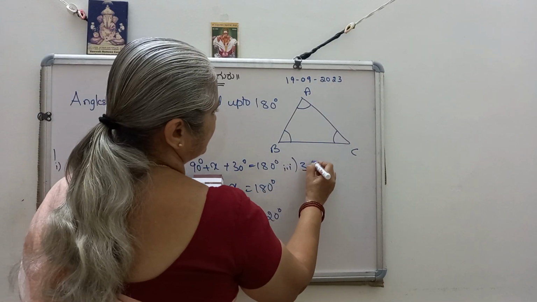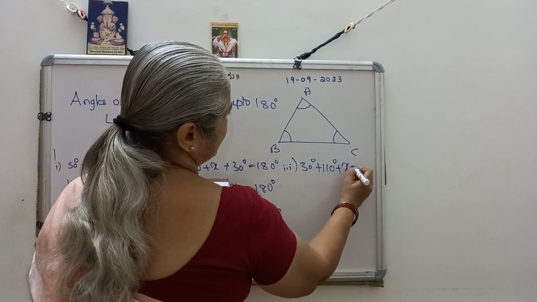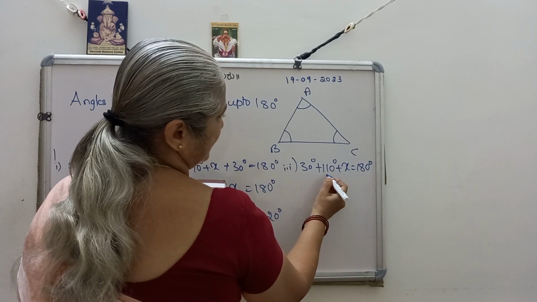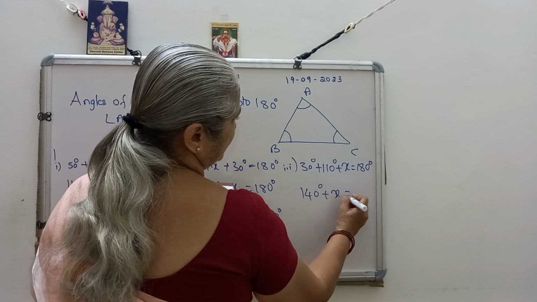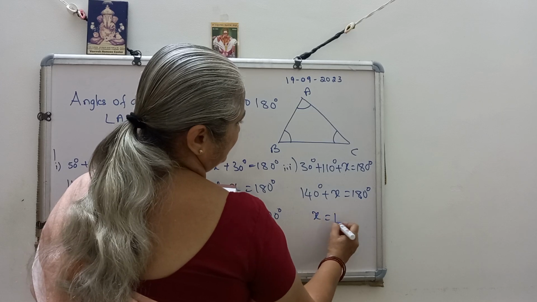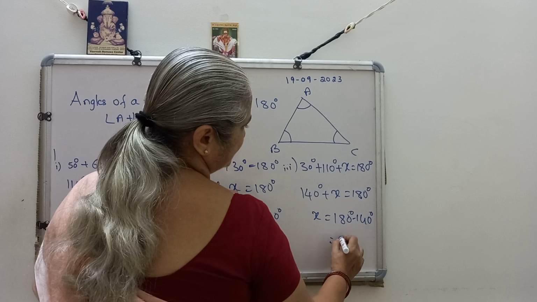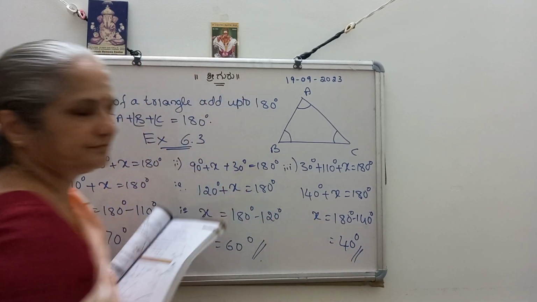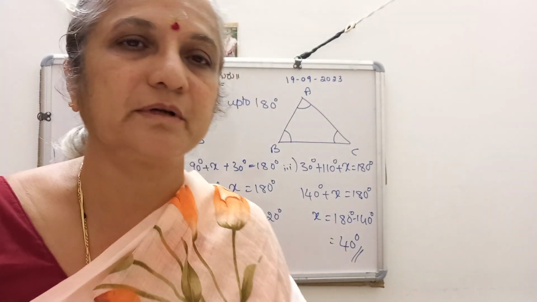Now the third one. 30 degrees plus 110 degrees plus x is equal to 180 degrees. 30 plus 110 is 140 degrees plus x is equal to 180 degrees. X is equal to 180 minus 140. This is equal to 40 degrees. Can you solve the other examples?